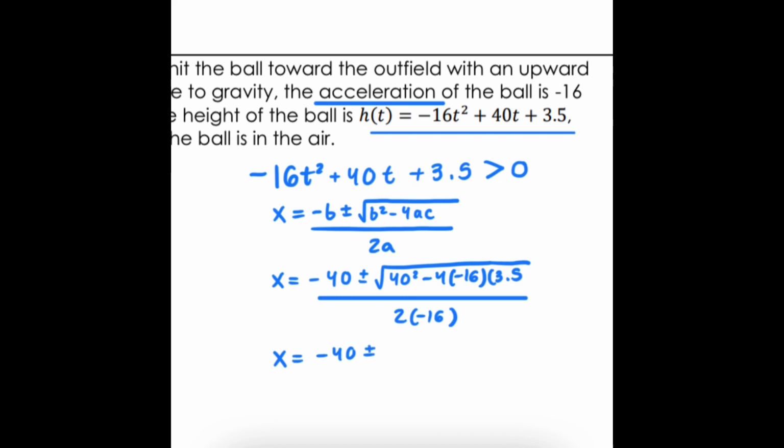I'm going to get my calculator out. So we got 40 squared minus 4 times negative 16 times 3.5. And that gives me the square root of this very big number over negative 32. Let's see if this is a perfect square. Just test it. It is not.